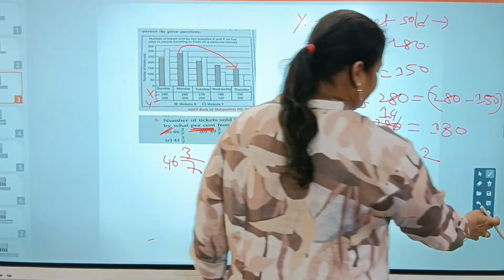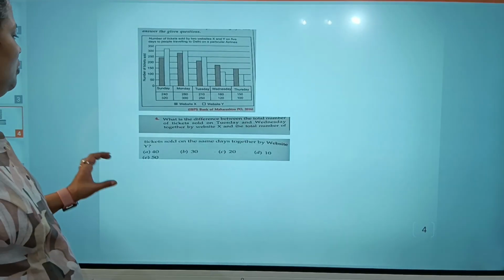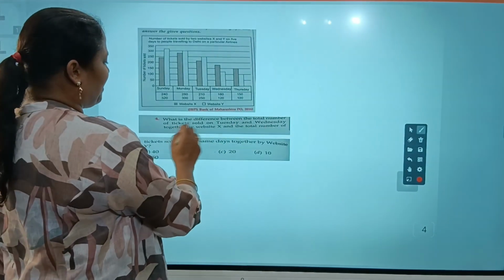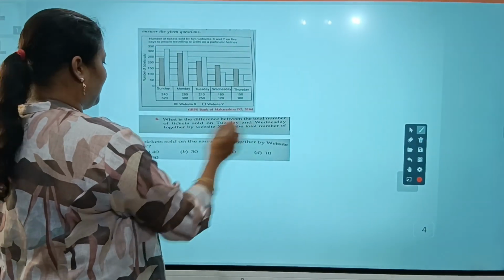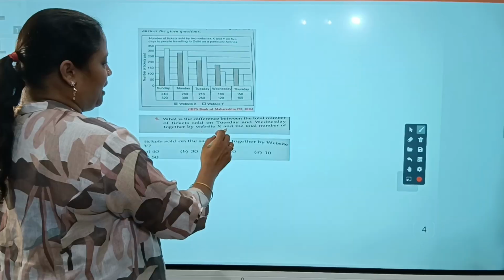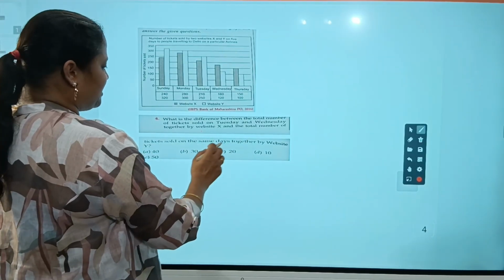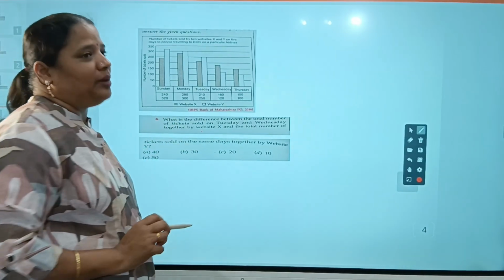Okay, let's go to the fourth question now. What is the difference between the total number of tickets sold on Tuesday and Wednesday together by website X and the total number of tickets sold on the same days together by website Y?